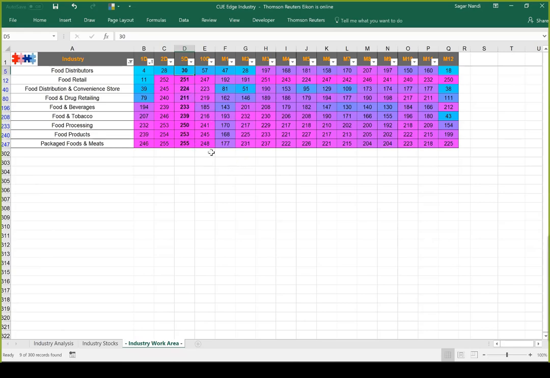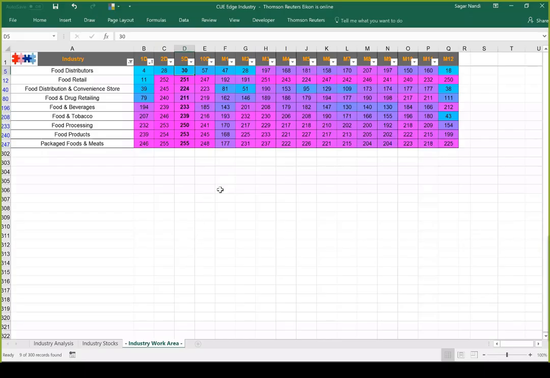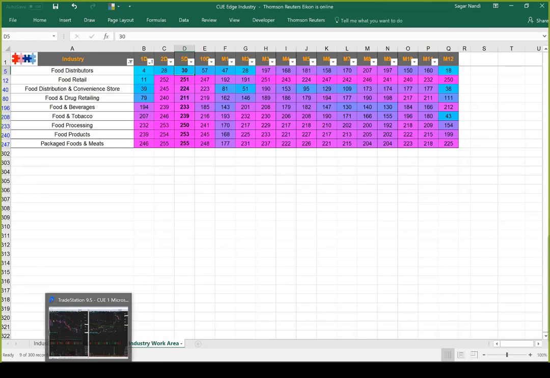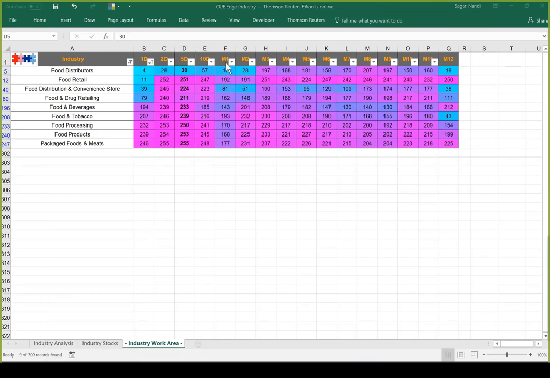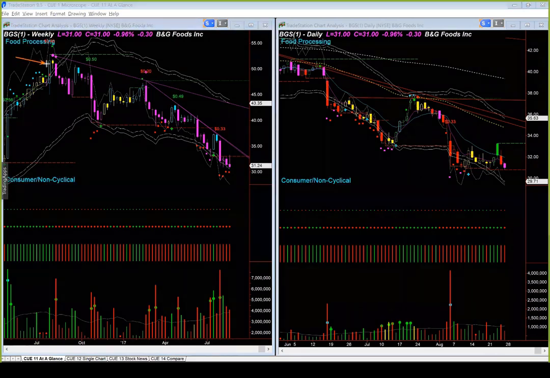Now, if we did this analysis earlier, then we could have caught this stock, BGS, when it was showing the bearish headwind in weekly. Let's look at the stock chart. We see that in the weekly backdrop chart, there was earnings in this week, and next week it displayed a bearish headwind signal.